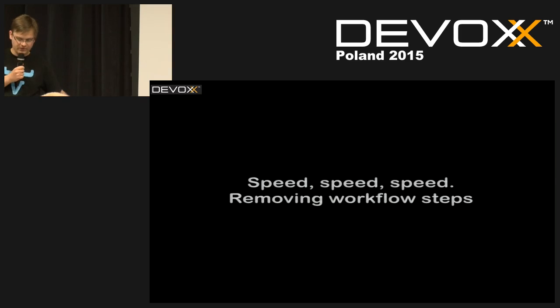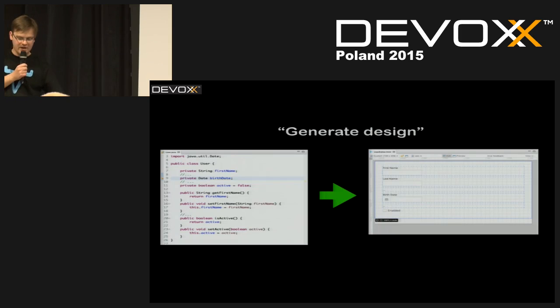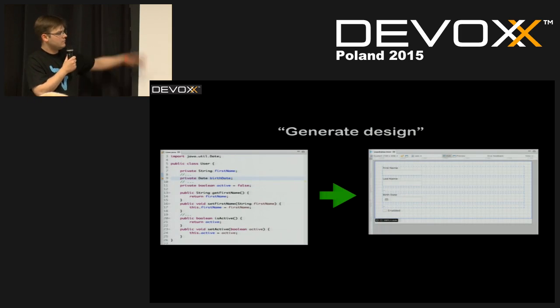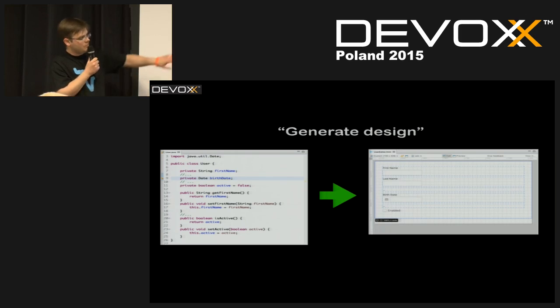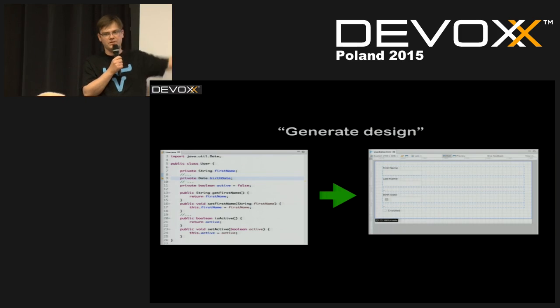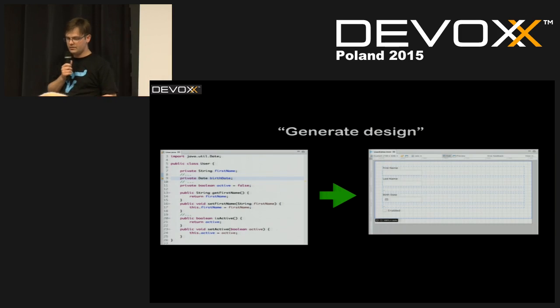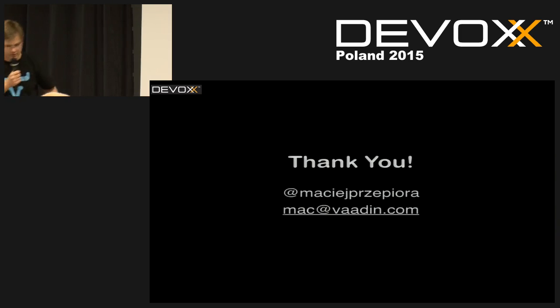And the main focus, of course, is the speed. We want to remove workflow steps. We want to make things more automatic for you. So one thing that we thought about is when you have, let's say, an entity object, entity class, or something like that, maybe it's a good idea to generate a design form automatically from it and have the designer just parse this class and create the fields for you. This is just an idea. We're open for your ideas, so just come to us and tell us what you would like to see in the designer.